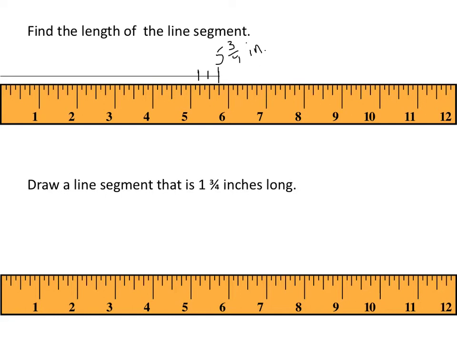So what you might want to do is kind of mark off where 1 3/4 is, which would be right here, and then we're going to draw our line segment from there back to 0. And I can't quite get back to 0 because of the screen on the iPad, but that gives you the basic idea that it's 1 3/4 long.